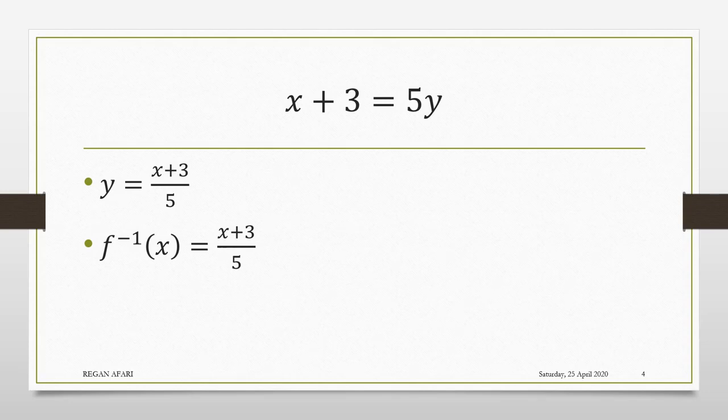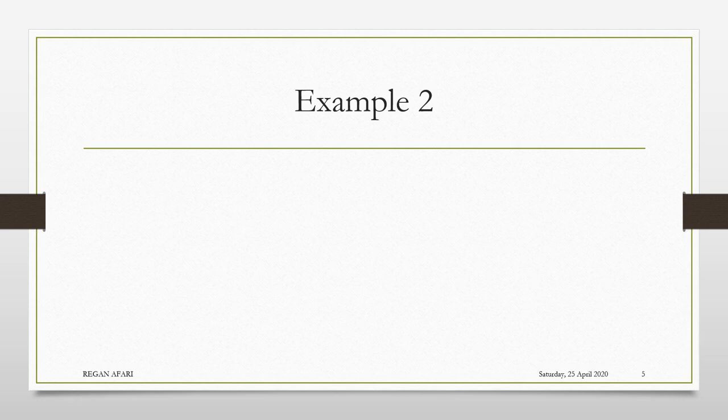Remember, the first step is that you set up the equation and you equate it to y. Then you interchange the positions of x and y. Then you make y the subject. So let's see another example.